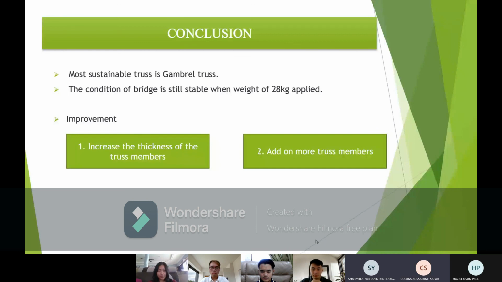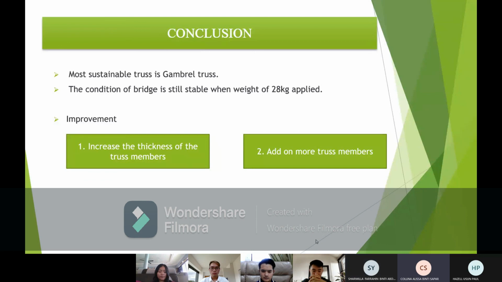Okay, the conclusion is based on the results collected from the presentation of each member. The most sustainable truss is the gambrel truss, which is Young's bridge. When the test was carried out, the condition of the bridge was still stable even though the truss behavior showed a slight change when a weight of 28 kg was applied.